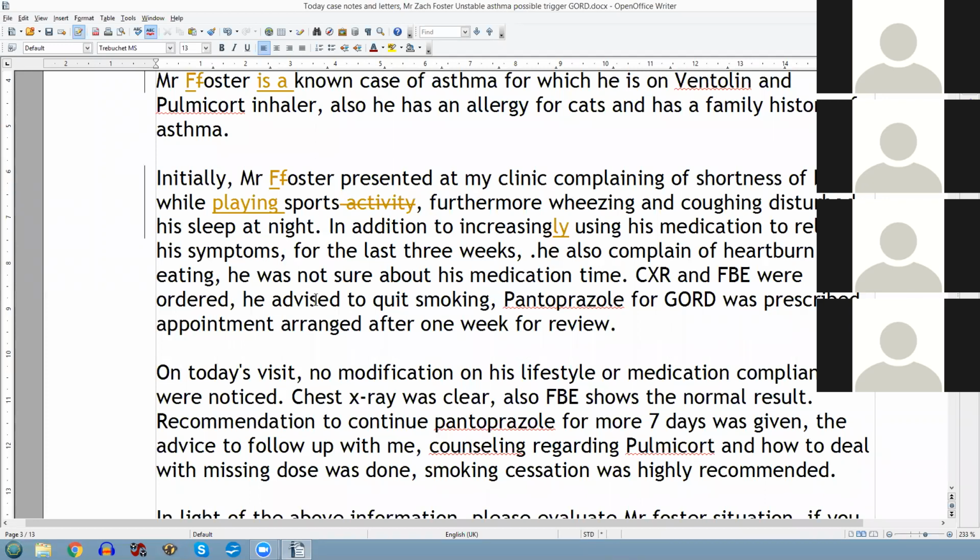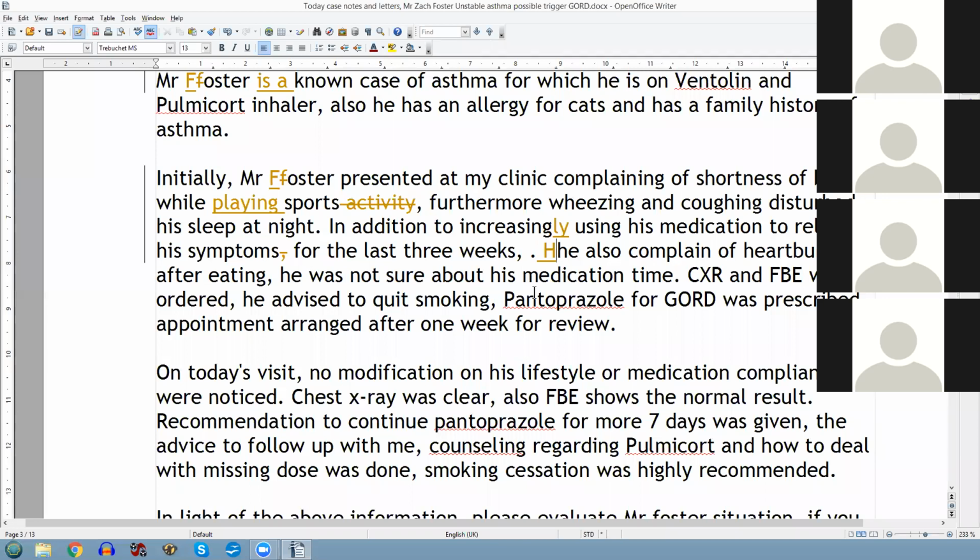Why do we have a comma? Why for the last 3 weeks? That's part of a sentence. And why do we have a comma and a full stop? And why do we not have a capital at the start of the sentence? He also complain, or what? If it's third person S verb, it should be he also complains. He's complaining now, but because it's in the past, we would make that a past tense verb. He also complained of heartburn after eating.